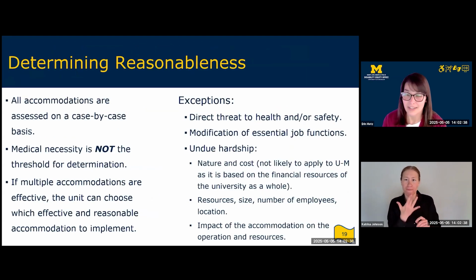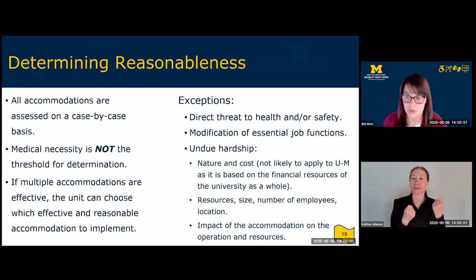And how do we determine if an accommodation is reasonable? There's a lot of factors to consider, but we must remember that all accommodations are assessed on an individualized or case-by-case basis, where we do not consider medical necessity as a threshold for determining reasonableness, but instead we consider what accommodations will provide the employee with the support they're looking for.